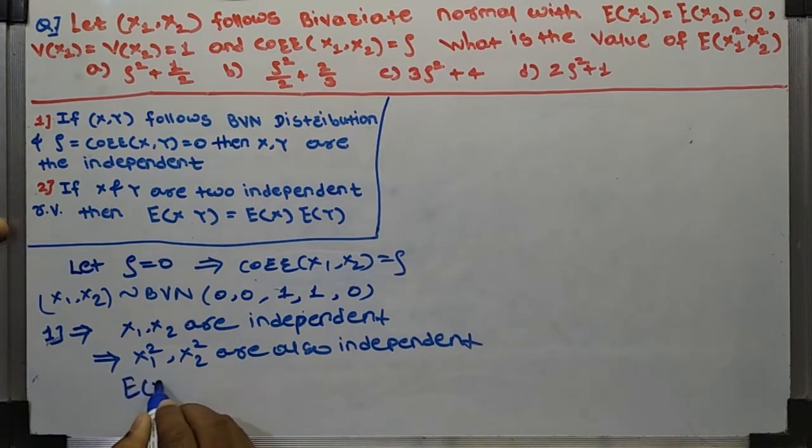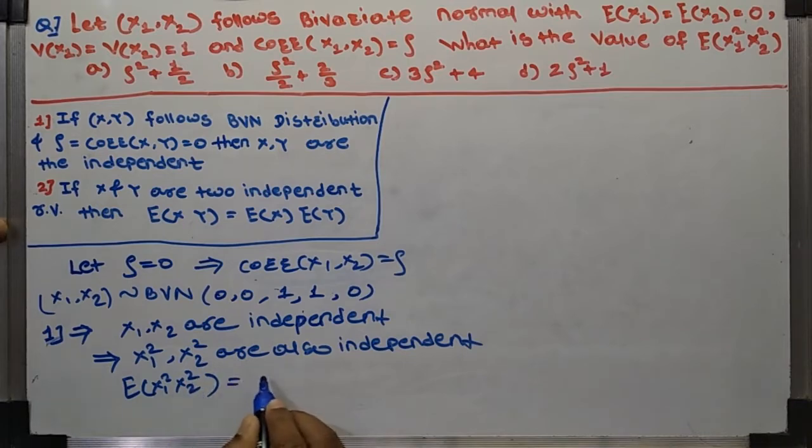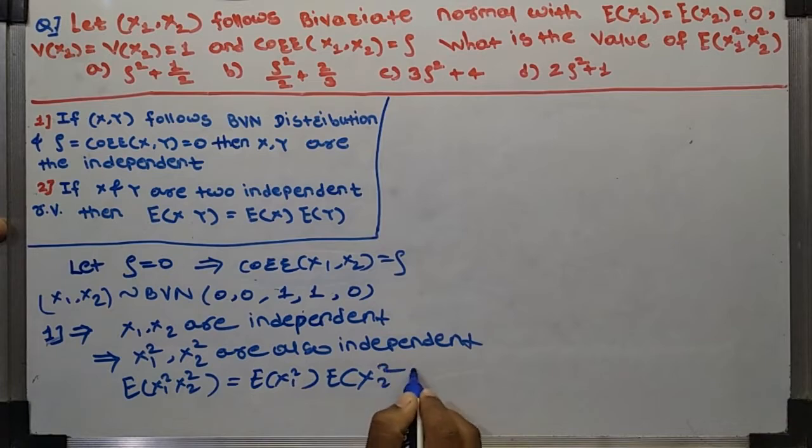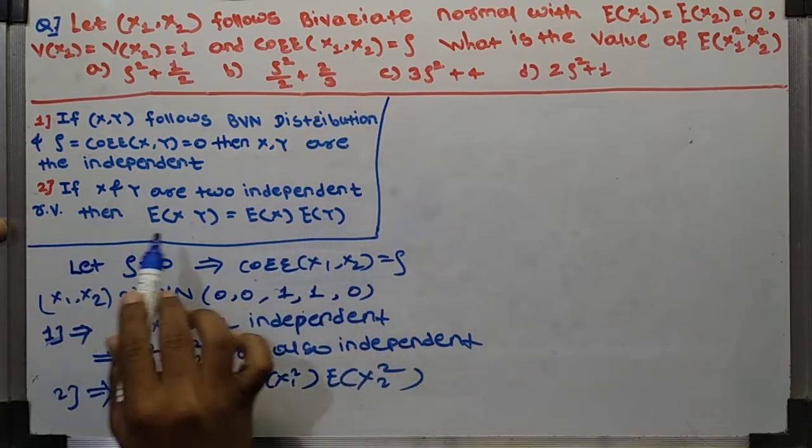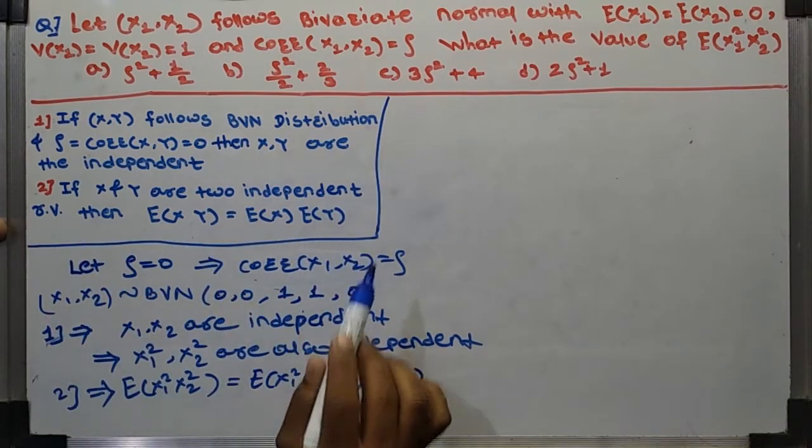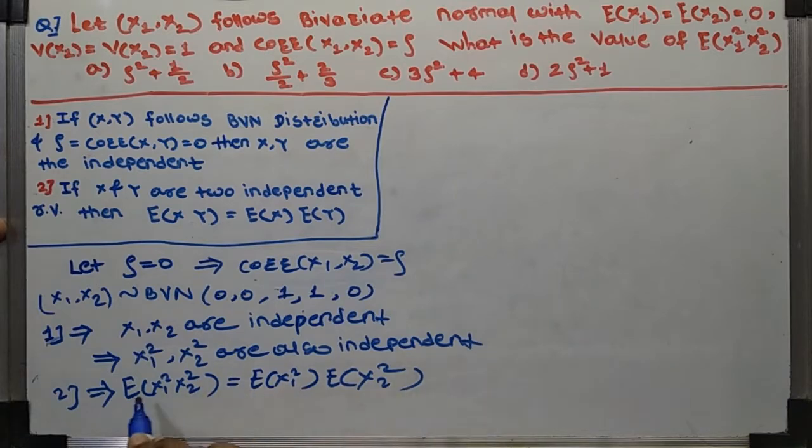Therefore, we ask for the expectation of X1 square into X2 square. Here X1 square and X2 square are independent. This implies that it is equal to expectation of X1 square into expectation of X2 square. This is because the second result says that if X and Y are independent, then expectation of X into Y is equal to expectation of X into expectation of Y. Here X1 square and X2 square are independent random variables, because X1 and X2 are random variables. Therefore, expectation of X1 square into X2 square is equal to expectation of X1 square into expectation of X2 square.